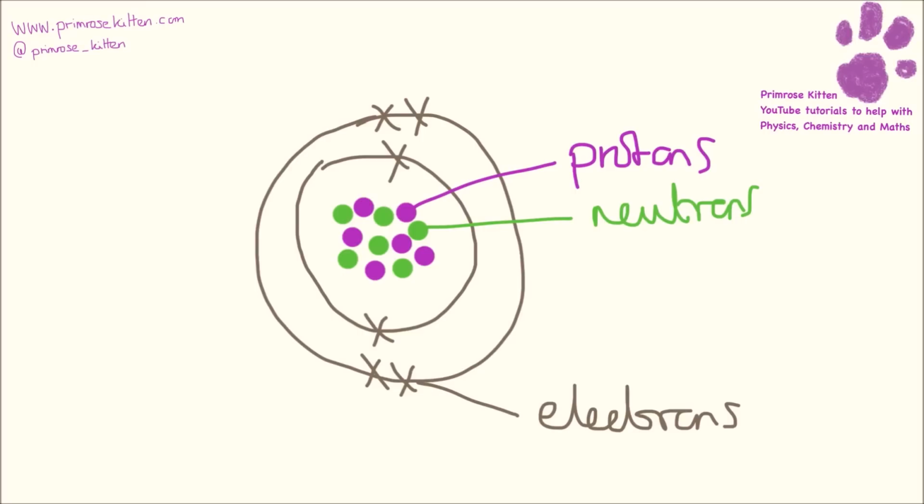So what you need to know is that a proton is plus one, neutrons are neutral, and electrons have a minus one charge overall.